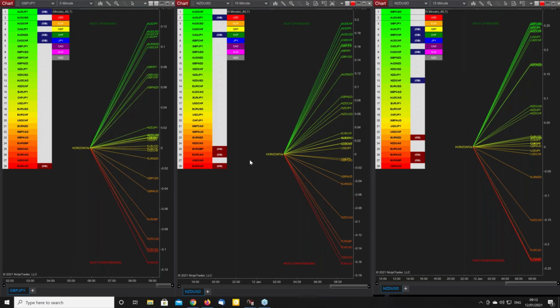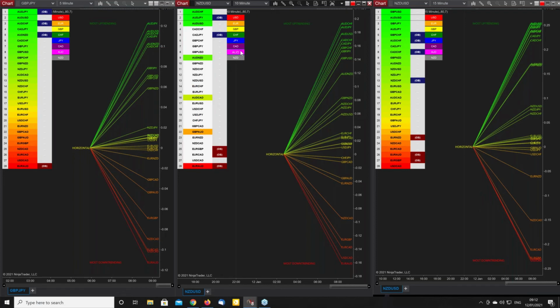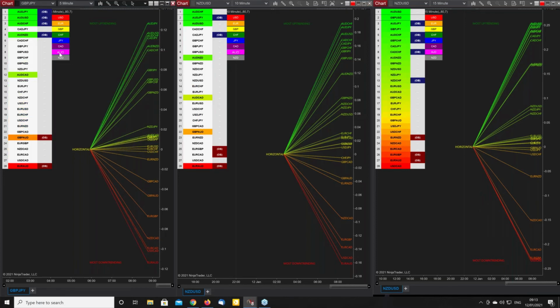Just very quickly, I've gone to the array. I've pulled this up. This is on 5, 10, 15, so this is pretty quick. You can see the Aussie up here at the top. Let me isolate out the Aussie there for you. There we are.